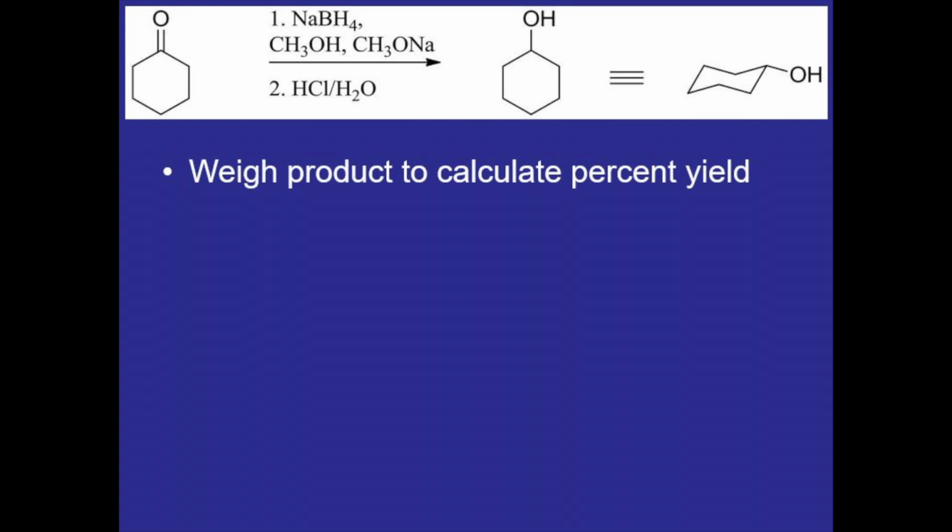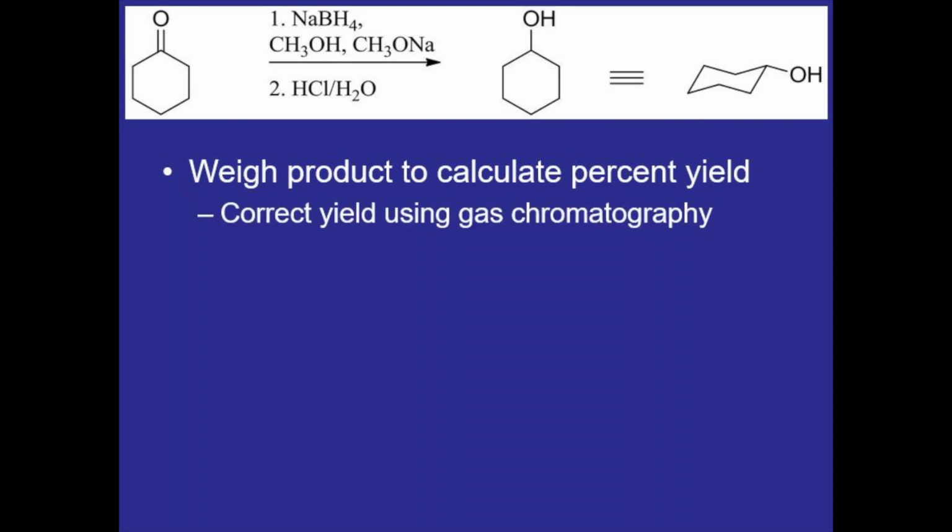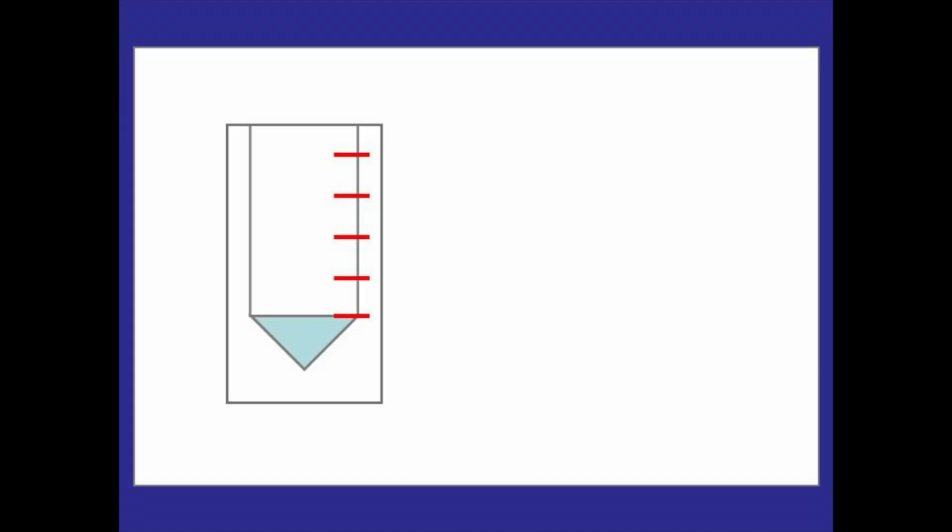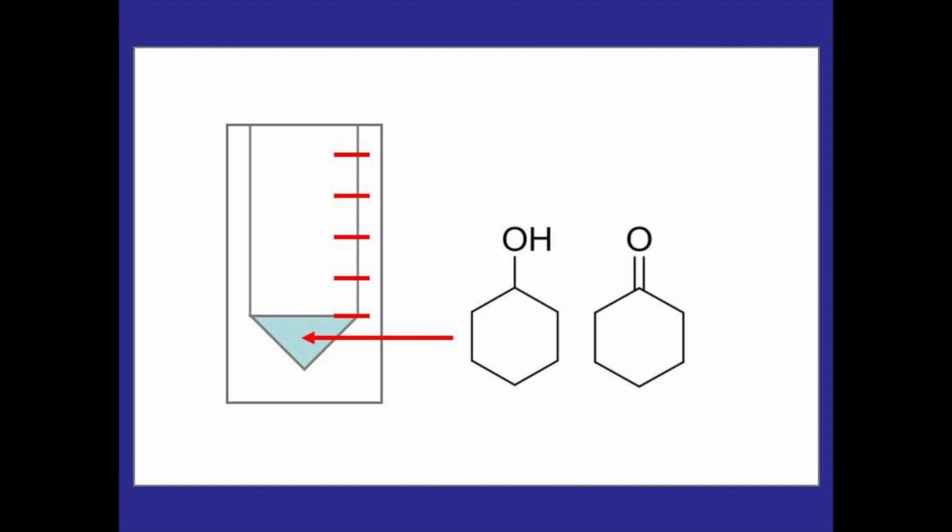percent yield. And then we're actually going to correct that yield using gas chromatography because it's likely that we have some contamination with the product. For example, here's our conical vial with the liquid product in it, but it's possible that there is still some unreacted cyclohexanone in there, and maybe even some methylene chloride if it wasn't completely evaporated. So the percent yield that would be calculated from the remaining liquid in the conical vial wouldn't be accurate. It would be artificially high because there are more things in there than just the product.